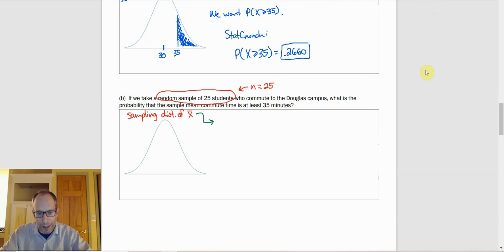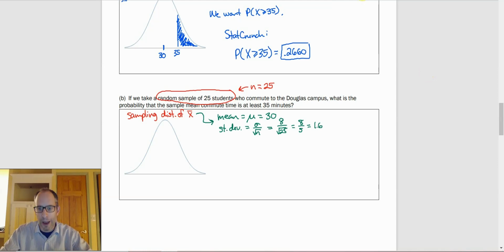We know that the mean is mu, but here that's going to be 30 still. And then the standard deviation is going to be sigma over the square root of n, right? Because now we're talking about a sampling distribution of x bar, so it's sigma over radical n, not just sigma. So that'll be 8 over the square root of 25. So that's 8 over 5, which here would be 1.6.